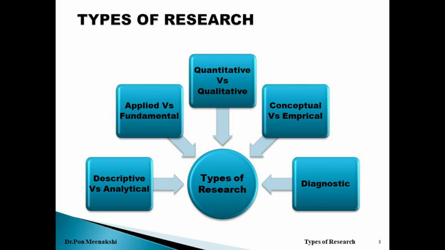The next research is quantitative versus qualitative. Quantitative is measuring a phenomenon, of a particular problem. Example, how many students are absent? The absenteeism rate in our office. It is quantitative. Qualitative research is measuring quality terms of a phenomenon.